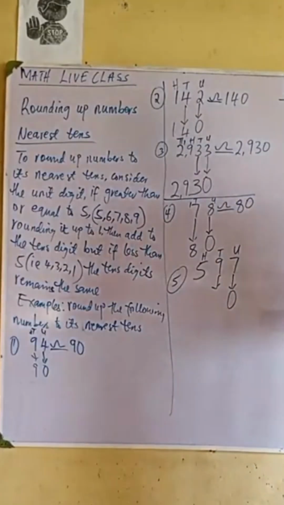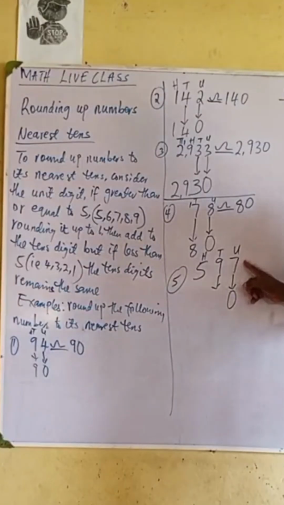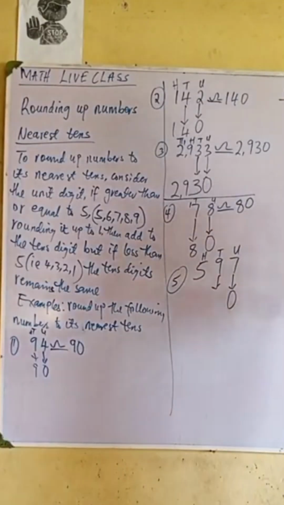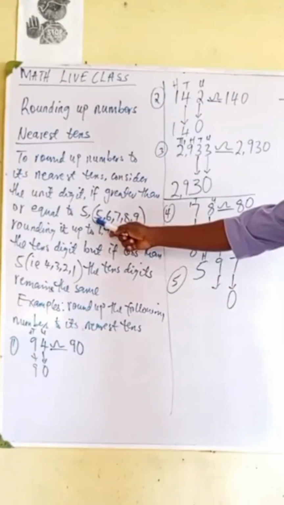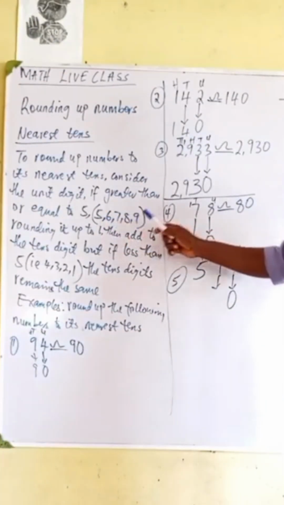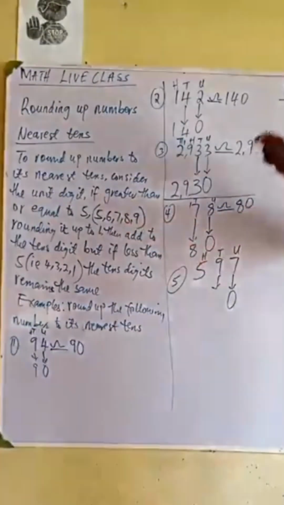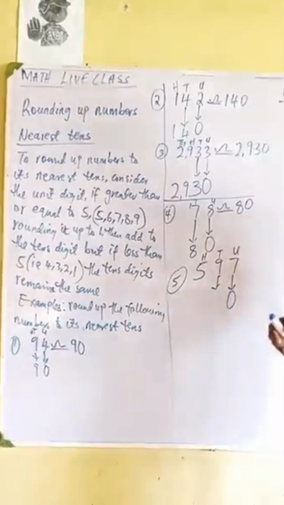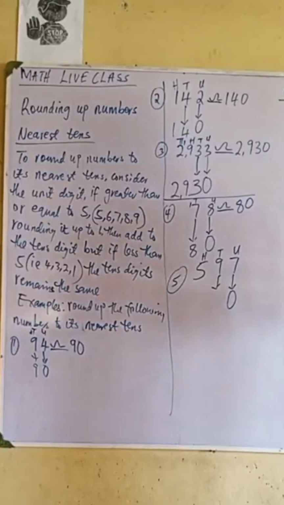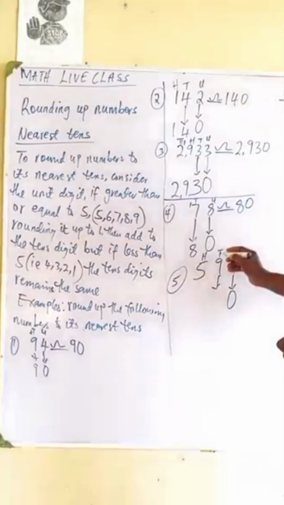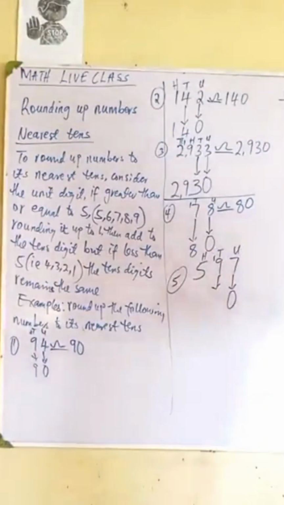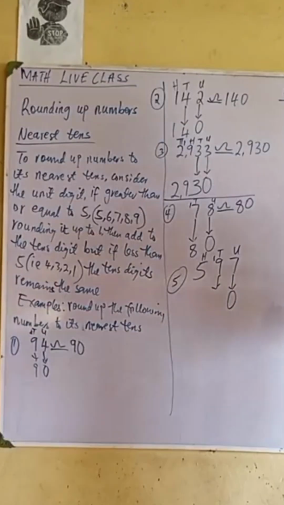The first thing, replace this one with 0. The next thing is, since the unit digit we are considering is greater than 5, these are the numbers: 5 equals 5, 6 greater than 5, 6, 7, 8, 9. Any of these numbers that you see as the number you are considering, don't forget to round it up to 1 and add to the number you are rounding up to. So in this case, we have here 7, which is greater than 5. So round up to 1, add to the 9 digit.